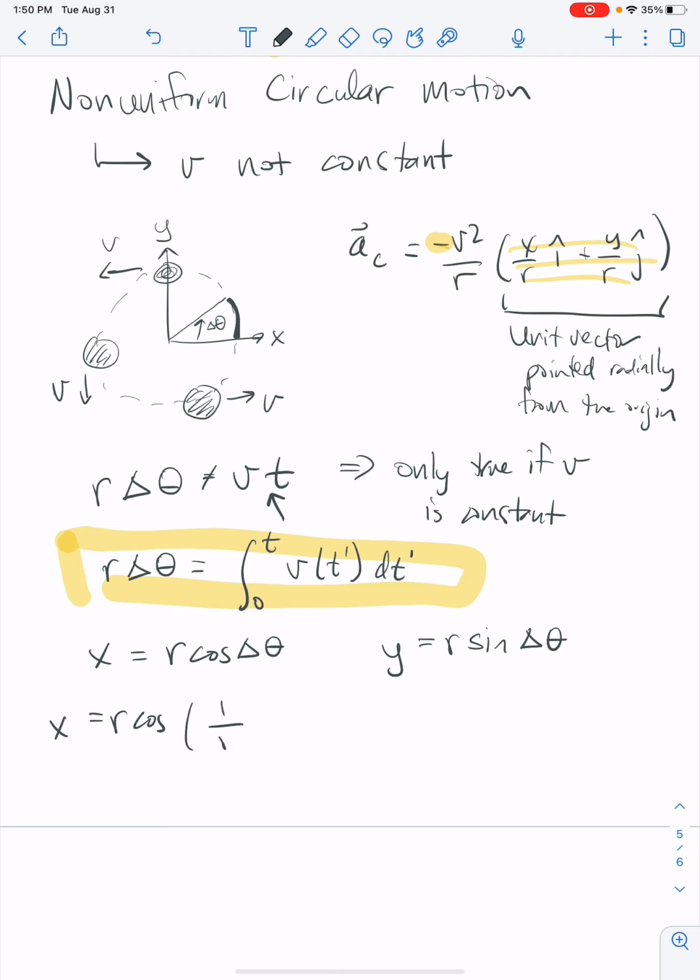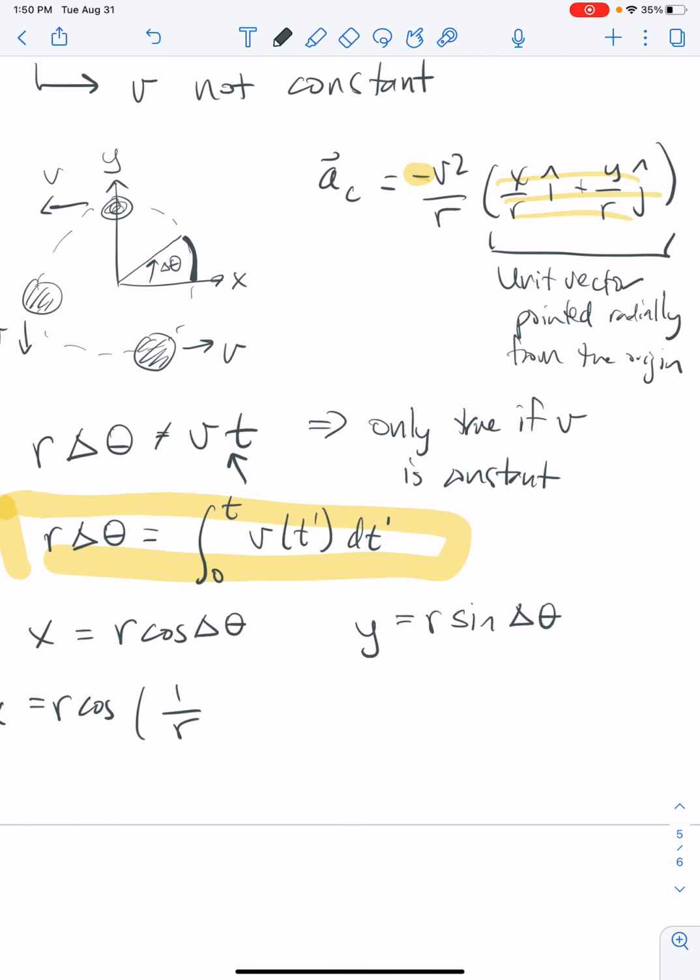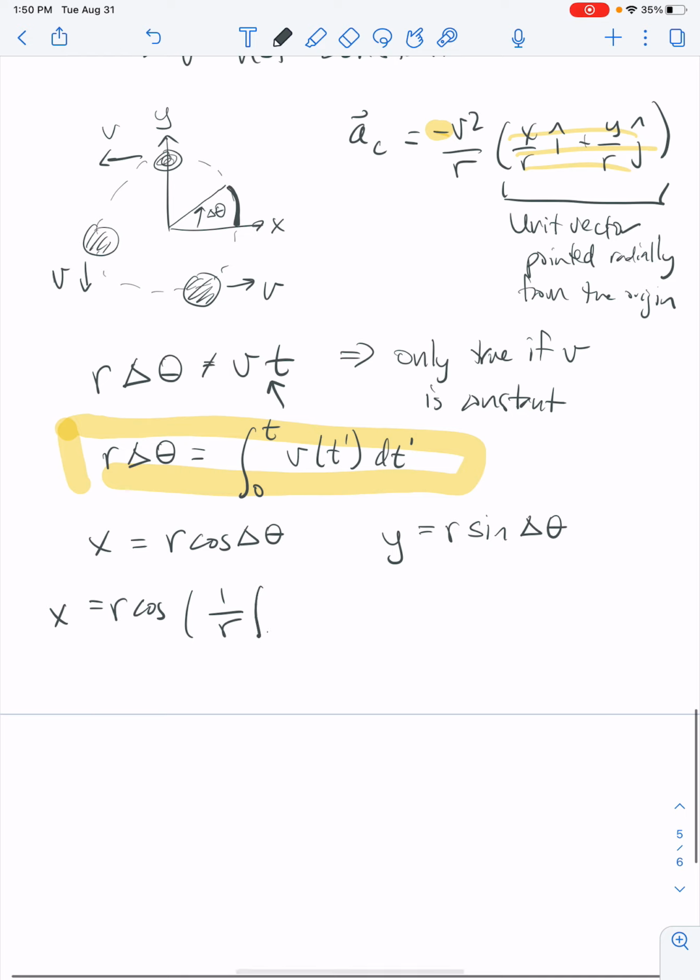So x is r cos of (1 over r, integral from 0 to t, v of t prime dt prime). Remember, these primes here are not a derivative. We're using a second t variable, so we're giving it a prime, okay?